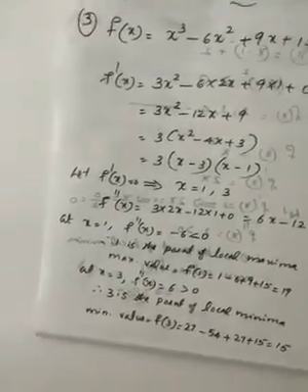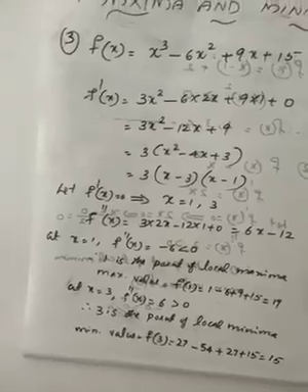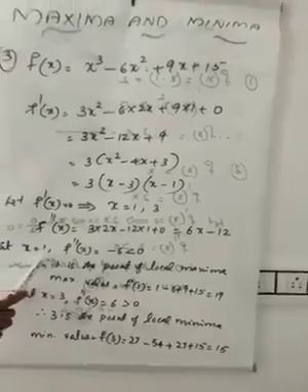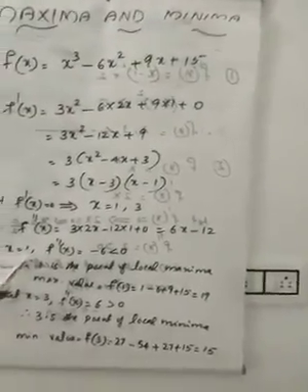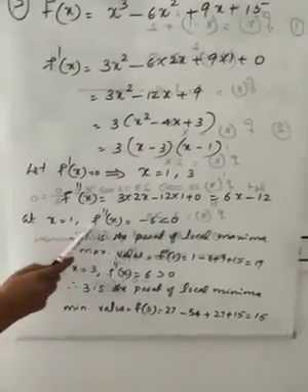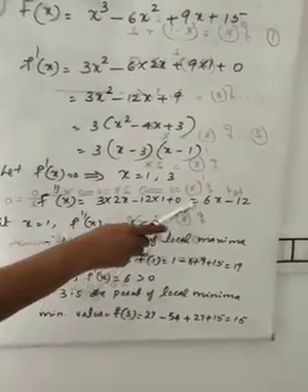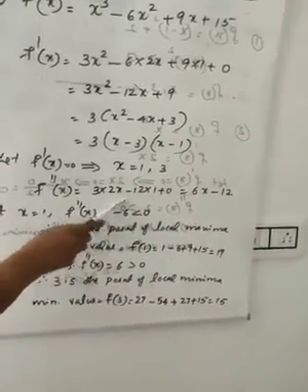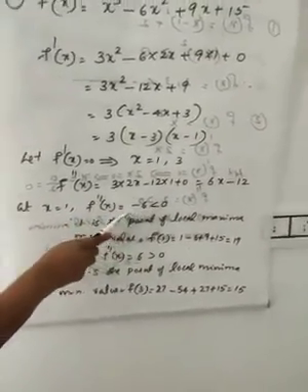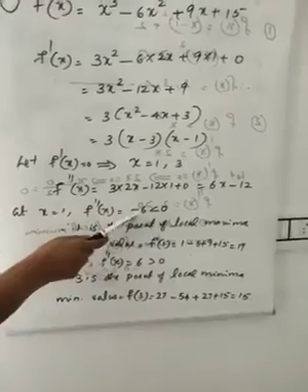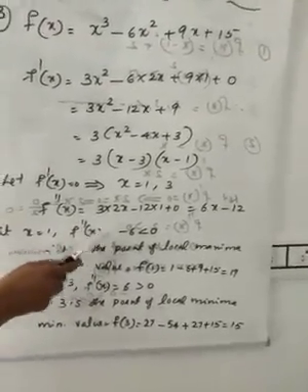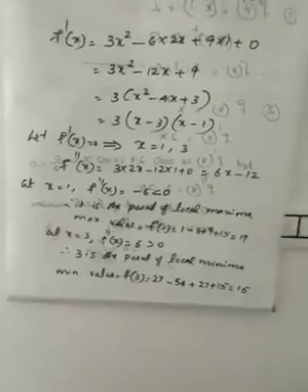For finding local maxima and local minima, we have to substitute the values for x. At x equal to the first value 1, what is the second order derivative? f double dash x, 1 into 6, 6 minus 12, negative 6, that is negative. This is only the condition. This is not the minimum value or maximum value. We got the condition: the second order derivative is negative.